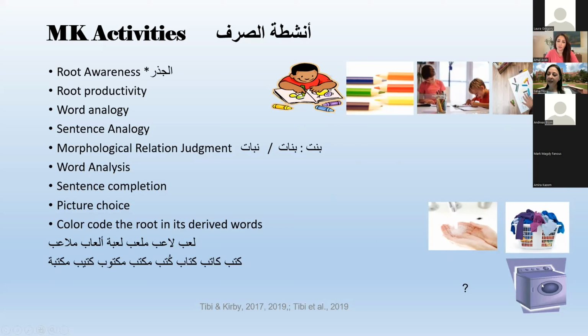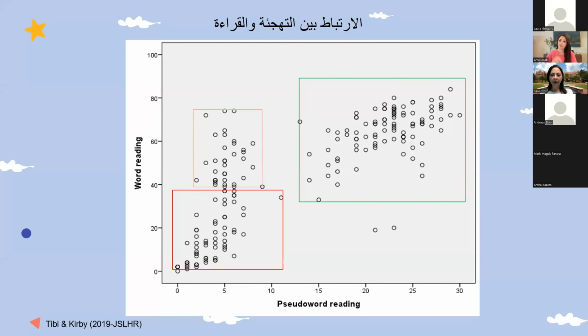For example, another activity with the word wash, غسل, غسالة, washing machine, and so on. There are other activities when it comes to morphological relation judgment. Bint, girl, banat, girls, nabat, plants. No. This is where lies the importance of morphological knowledge and root awareness, and so on. And the study was published in 2017, 2019 by Dr. Abdallah Shaqiri in 2018, and the book is available in Arabic as well.